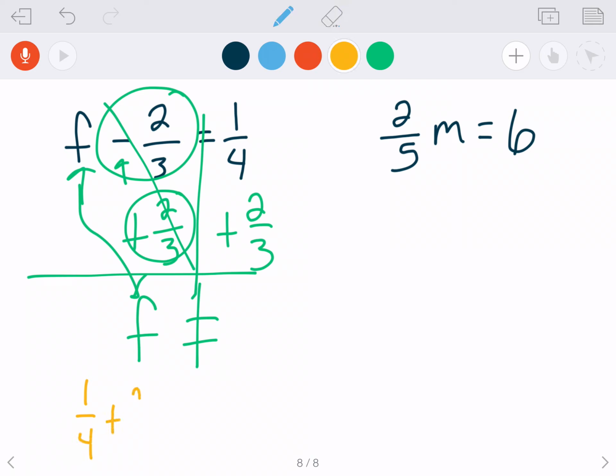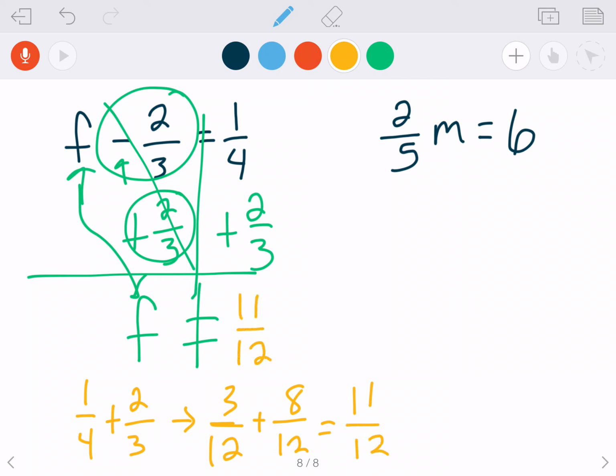1/4 plus 2/3. Well, we know that when we add fractions and subtract fractions, we have to have a common denominator. My common denominator here is 12. 4 times 3 is 12, so 1 times 3 is 3. 3 times 4 is 12, so 2 times 4 is 8. 3 plus 8 gives us 11 over 12, so F is 11/12.